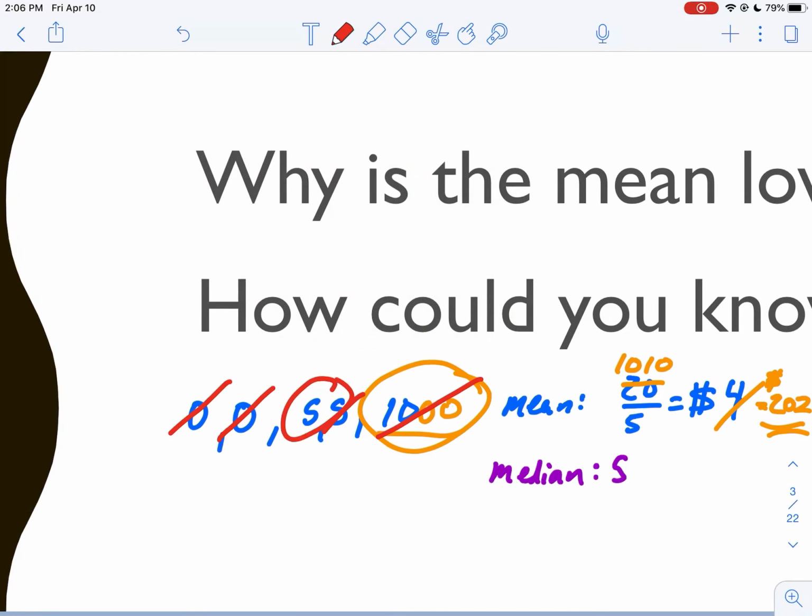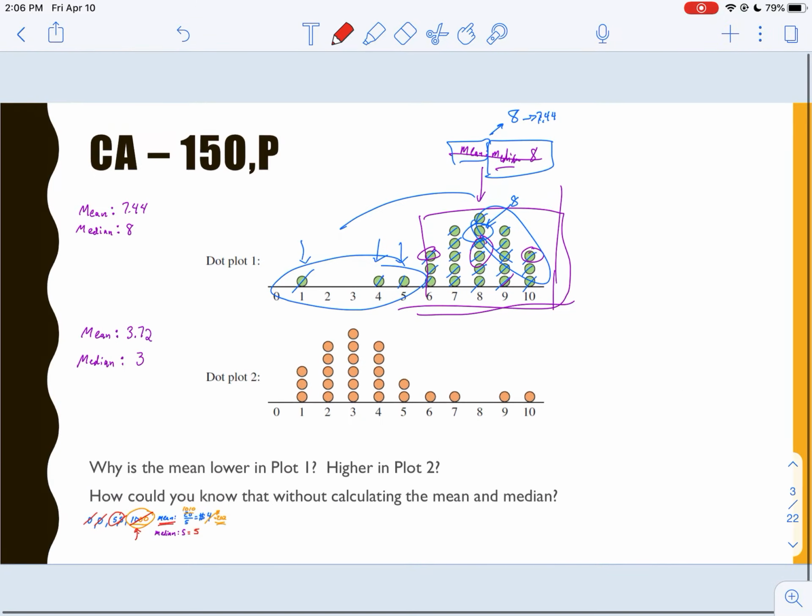How about the median? Take a look. The median is still 5. And so we say the mean is affected by extreme values. You see that up here? These values affect the mean, pulling it up, but it doesn't affect the median as much. Here, these values affect the mean by pulling it down. And that is what you see with mean and median compared to extreme values.